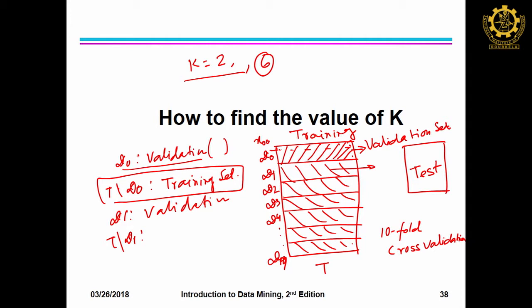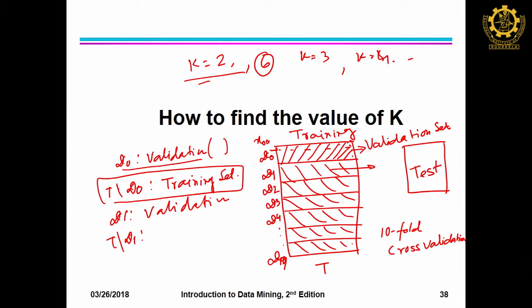So, you identify the error with k equal to 2. Similarly, we do the same thing with D 3, D 4 and so on. Not only that, we will repeat the same thing starting with D 0. What will be the error for k equal to 3? And we do the same thing with the second block, third block and fourth validation set and so on. Similarly, we do k equal to 4 and 5 and so on.